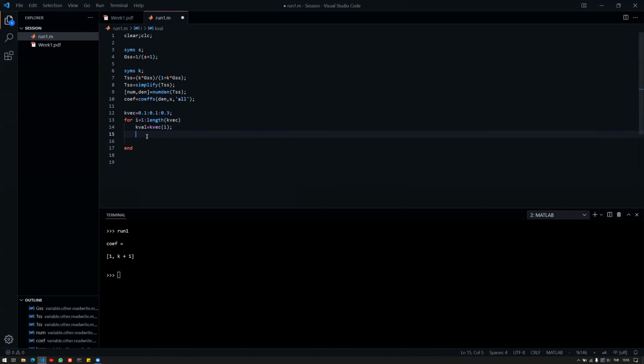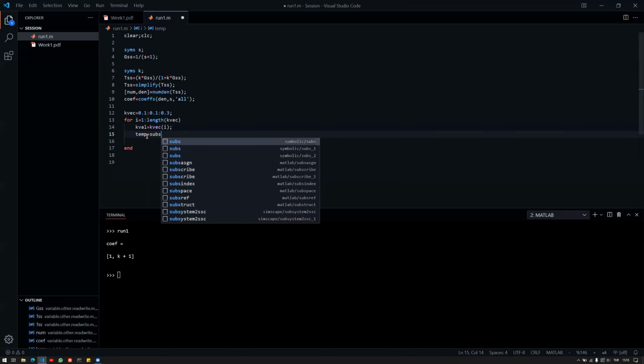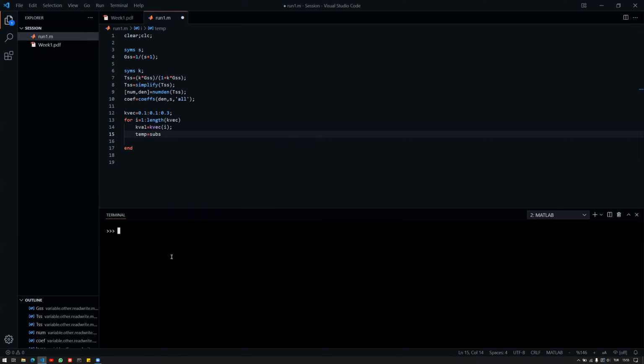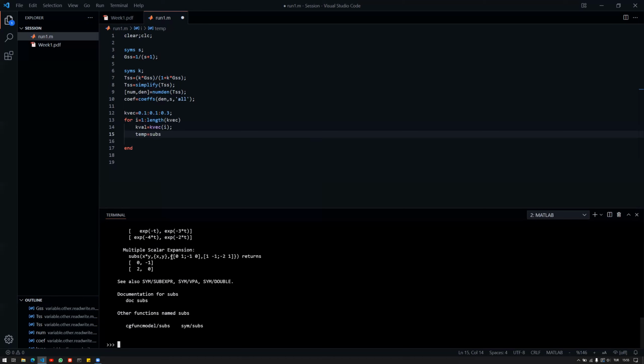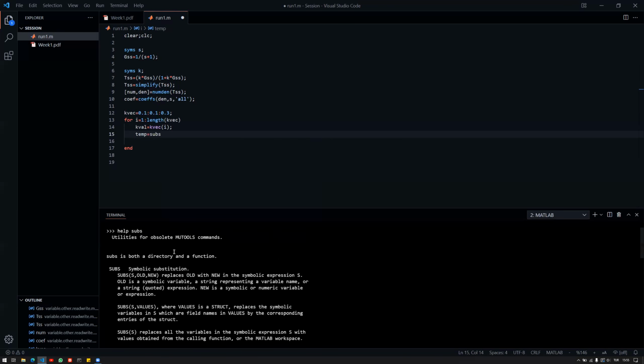So let's say a temporary variable should be equal to subs, because subs is the substitute function here. If you don't know or don't remember what it is, you can always use help, and it will show you what it means briefly. And as you can see, the usage here is to provide a symbolic expression, an old variable or an old expression, and then the new value that should be plugged in into old in S.